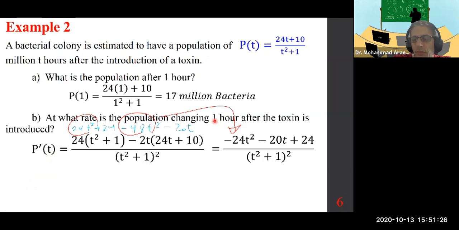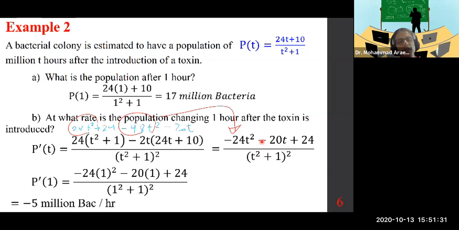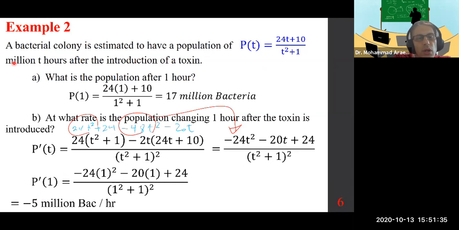Plug in number 1. So when you plug in number 1, it gives you negative 5. Why million? Because you go back here. Why bacteria per hour? Look at the concept of P prime. Maybe again I write this as dP/dt, the change in population over the change in time, okay? That will help you see the result.